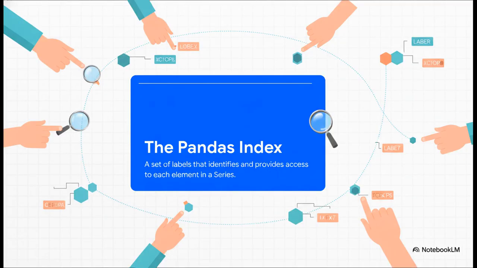So what is a Pandas index really? Well, at its core, it's just a set of labels. Think of it like an address system that gives every single element in your series a specific place to live. The moment you create a series, boom, Pandas automatically builds the system for you, so you can find and work with your data with perfect precision.